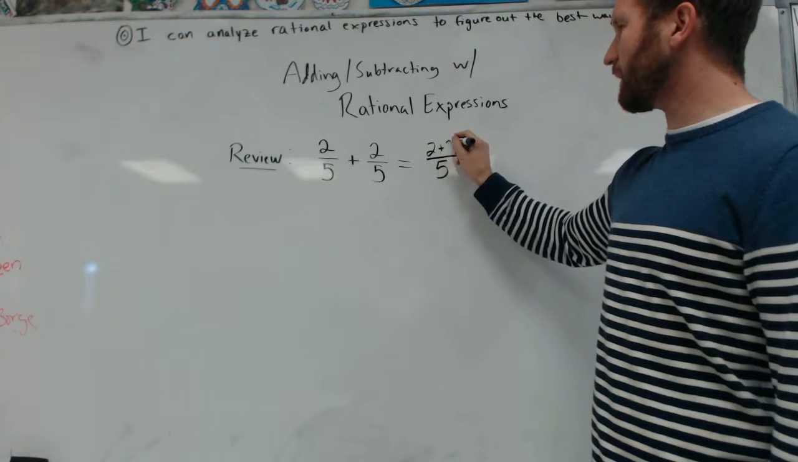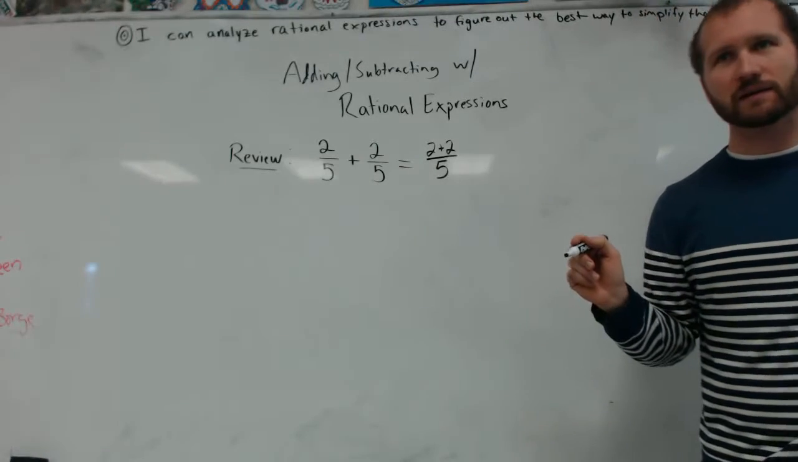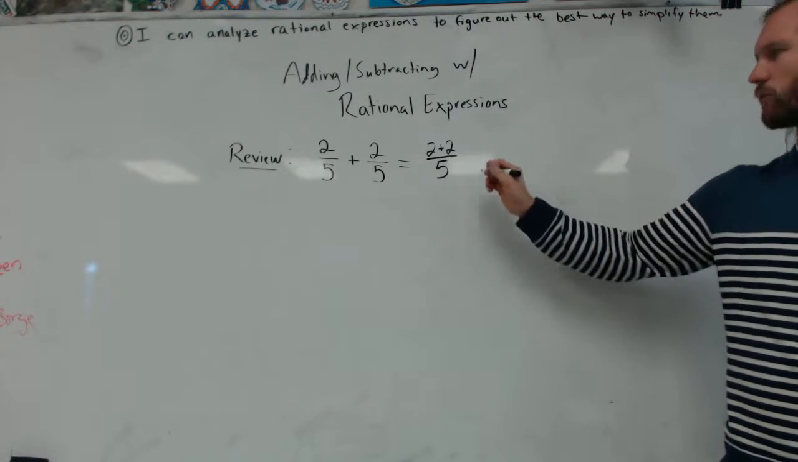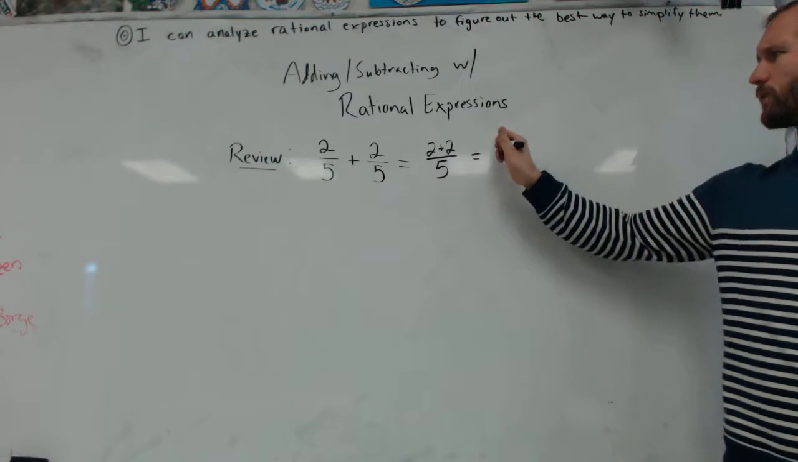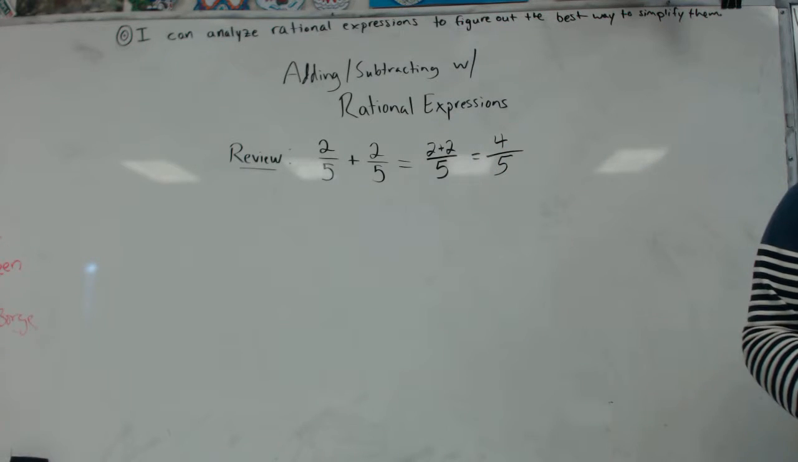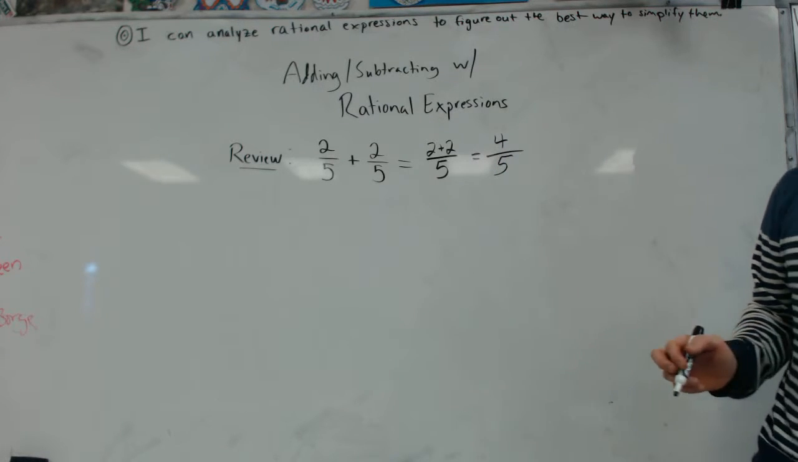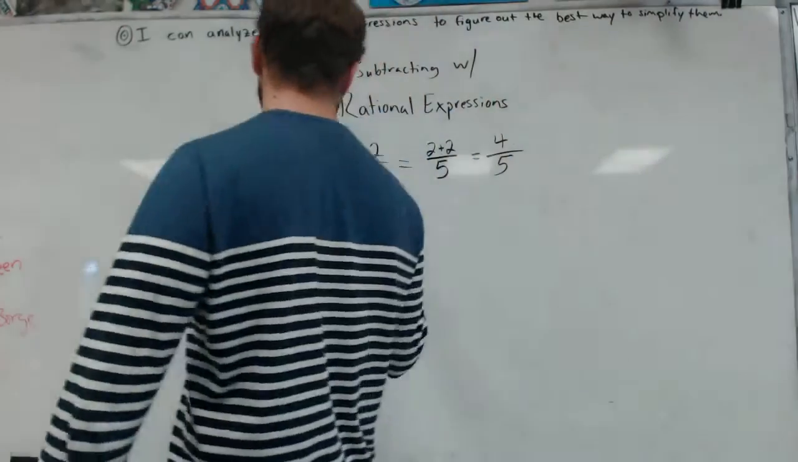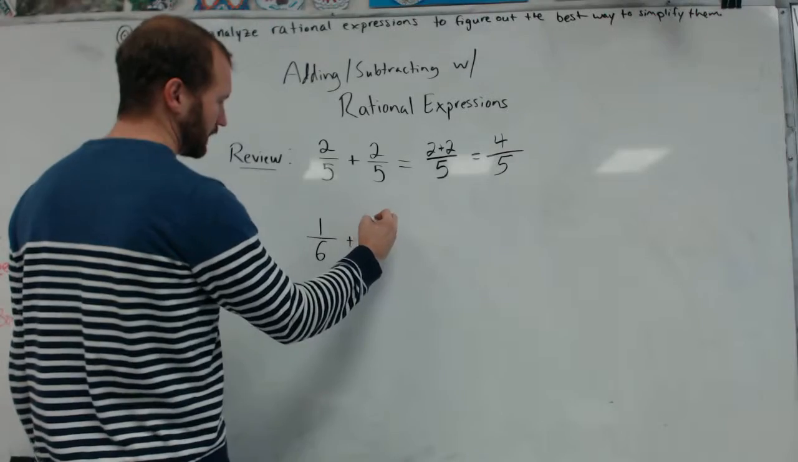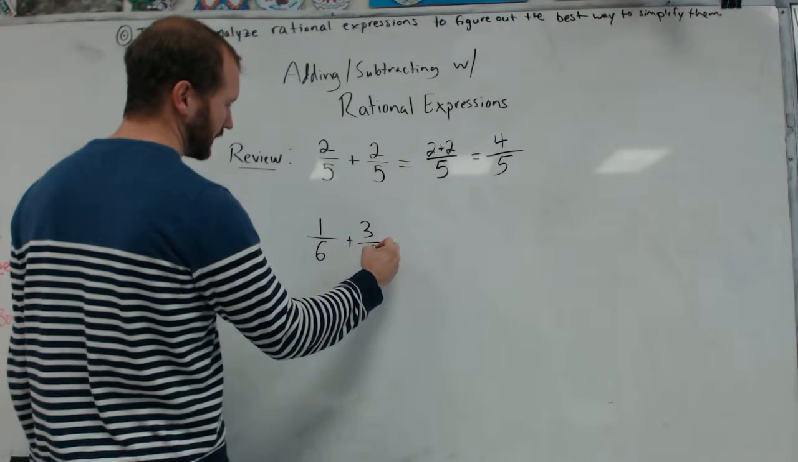I'm going to write this out very deliberately because this is what you're going to have to do with rational expressions. 2 plus 2 is our new numerator. Then we try to actually simplify that further, and we can in this case by making it 4 fifths. What about this one? 1/6 plus 3/6.